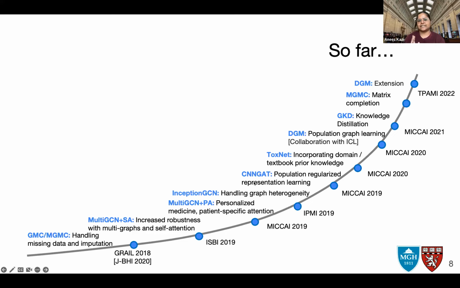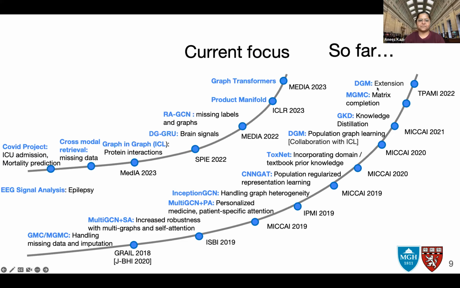So what if your data set is image data? How do you give an image as input to your model? Then we looked into how to incorporate text prior knowledge to get better predictions using graph deep learning. Then, of course, population graph learning and knowledge distillation. This work was done together with one of Nassir's PhD students. I was helping her finish her PhD. So looking into knowledge distillation, matrix completion, and then basically extending our previous works to different journals.